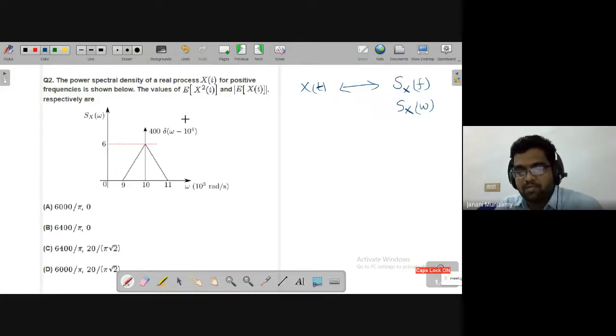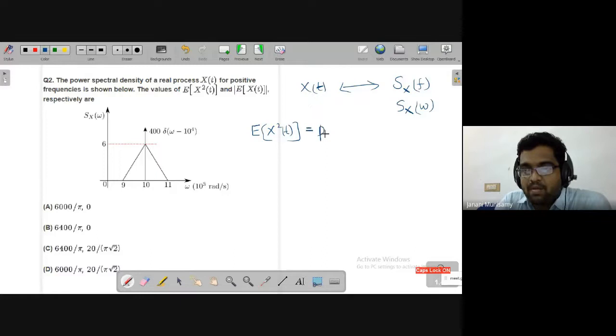E of x square of t means power in the signal. So now the power in the signal I can calculate from the power spectral density. That power can be calculated using this formula: integration minus infinity to plus infinity, Sx of omega d omega.